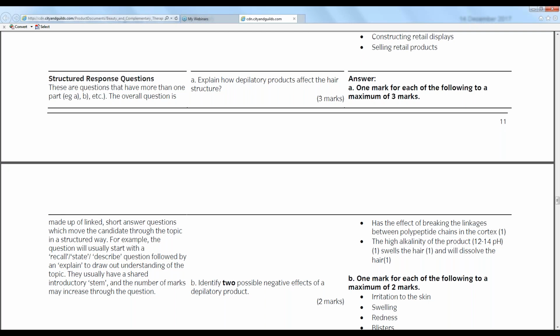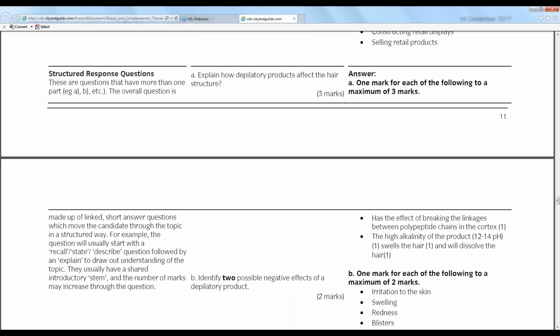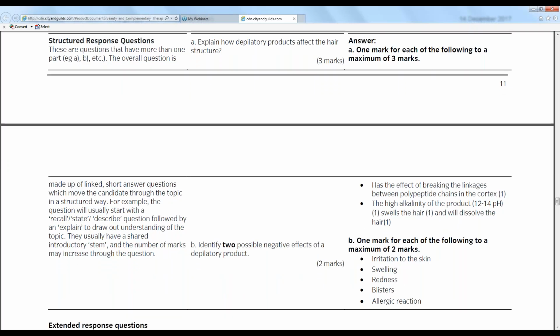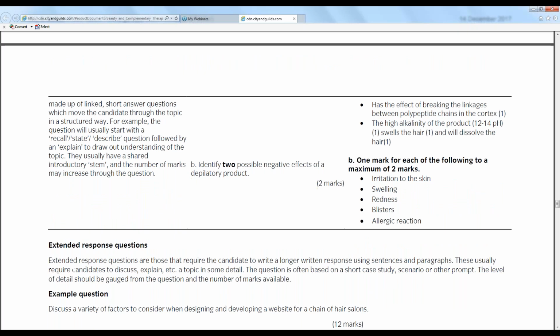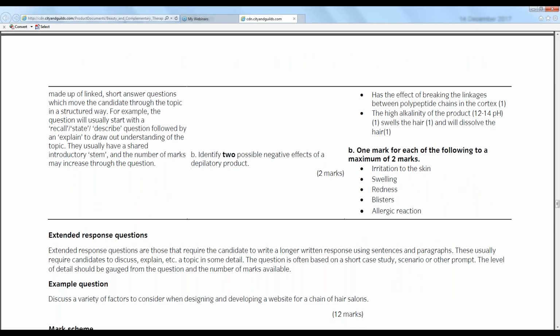Also, our learners didn't do quite so well where we had a question that had a part A and a part B. The part B here is: identify 2 possible negative effects of a depilatory product. Again, some of our learners didn't understand the terminology of a negative effect. So these are the types of things we need to be talking to our learners about, the type of language we need to be using, to make sure that they're fully prepared for these knowledge tests.